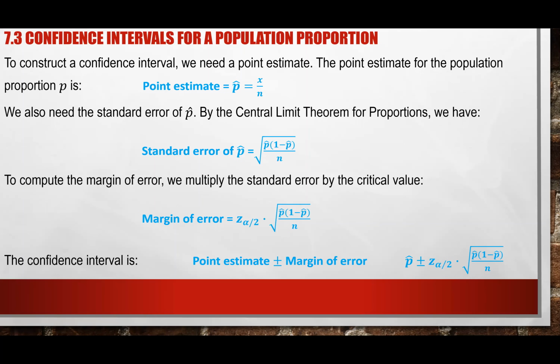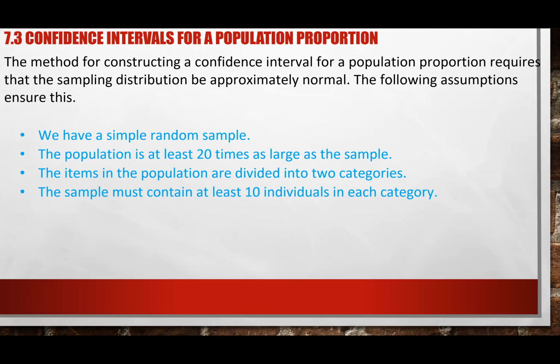The assumption is this: first of all, your items have to be random. Whatever you try to collect has to be random. The other thing is the population has to be at least 20 times larger than the sample. Meaning if you have 10 individuals, your population has to be 200. So 10 times 20, that's why we have 200.